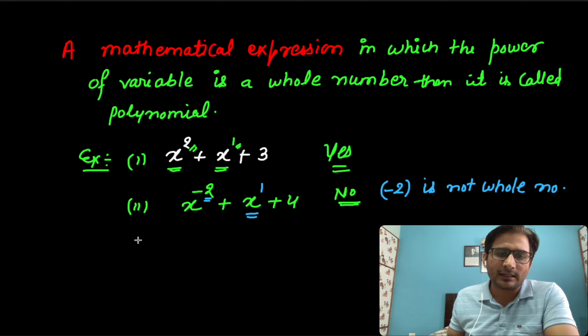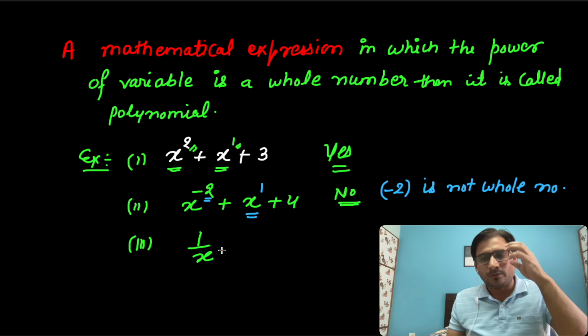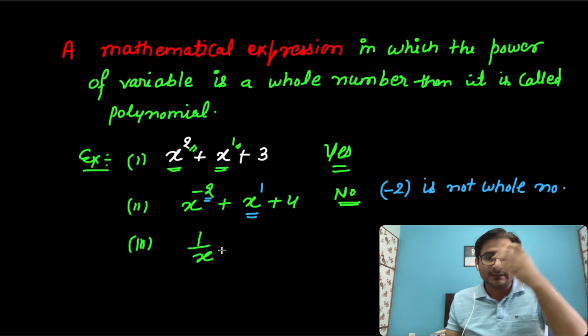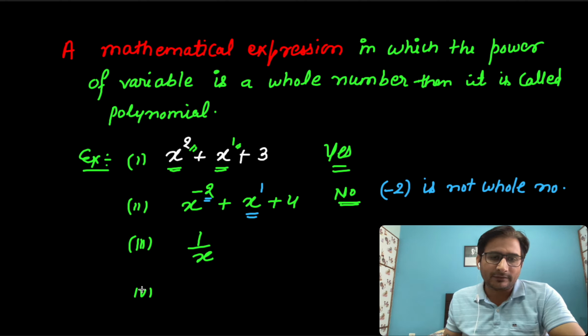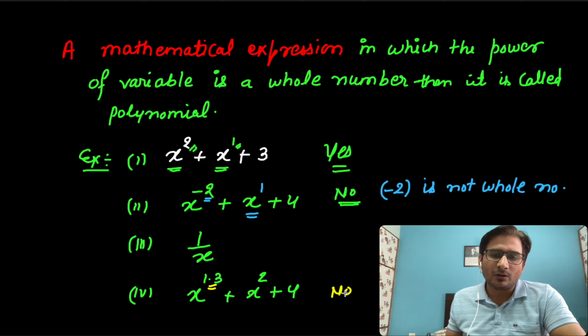I hope you understood this thing. Negative powers cannot be a polynomial. And if the power is in the form like this, if it is positive, x power 1.3 plus x power 2 plus 4, this is also not a polynomial because 1.3 is not a whole number, right?